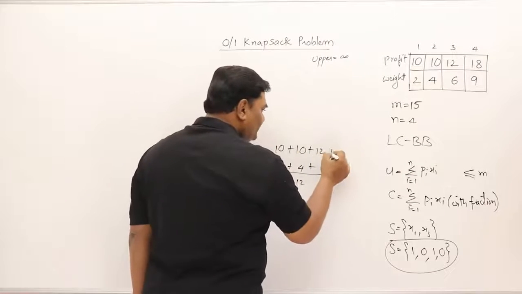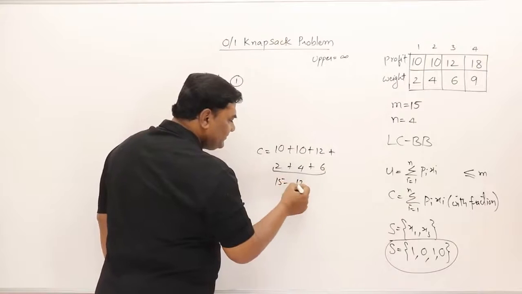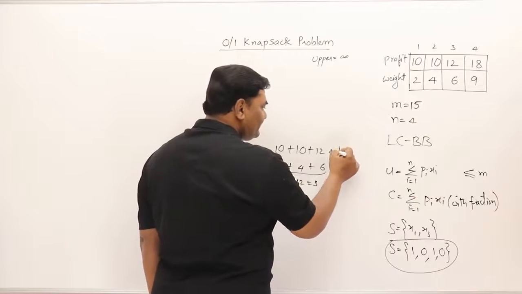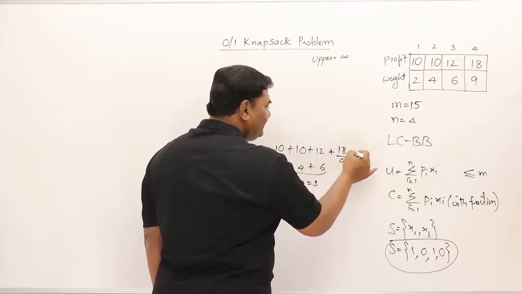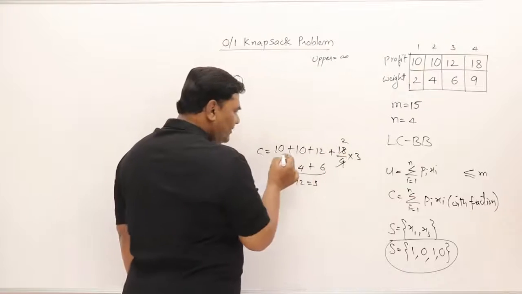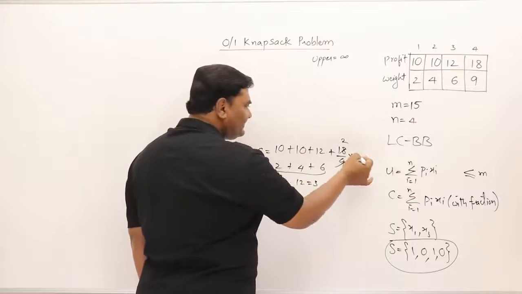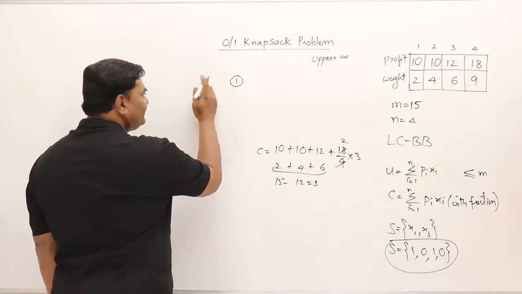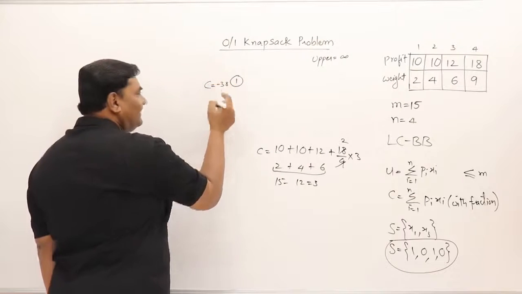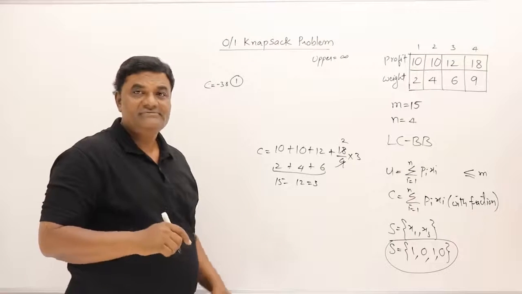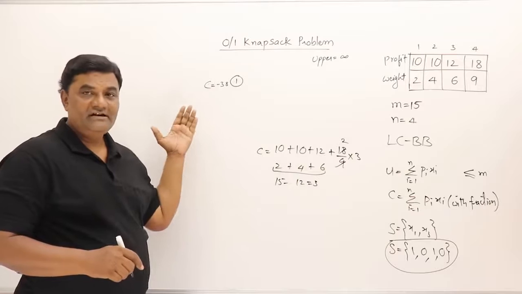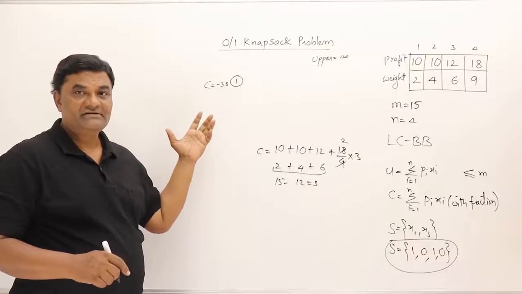Then how much can I include? The capacity is 15, so 15 minus 12 is 3. So I can include 3 more kgs. So let us say 18 by 9 into 3. So this will be 2 and 6. So how much is it? 10, 20, 32 and 6, 38. So the cost is minus 38. As I said, we have converted this maximization problem to minimization, so we'll take the profits, upper bounds and the cost as negative.